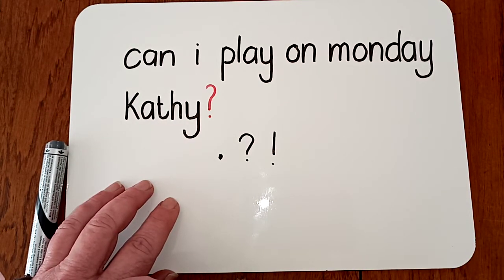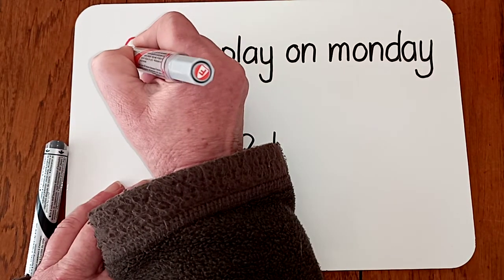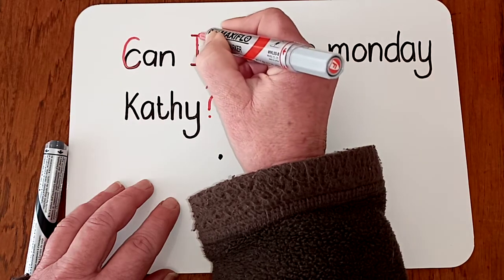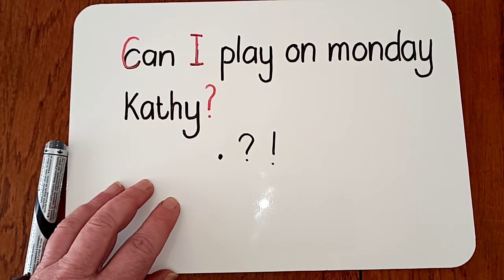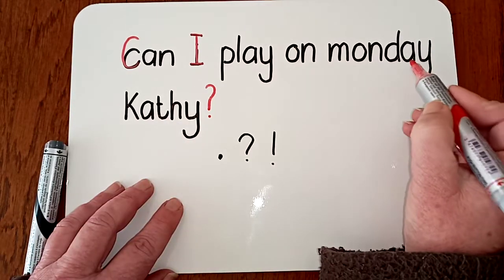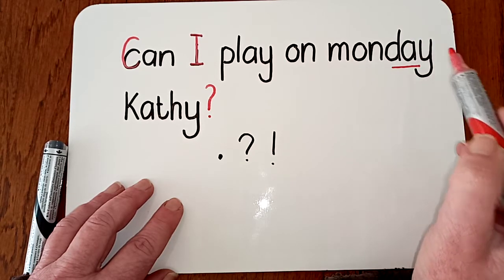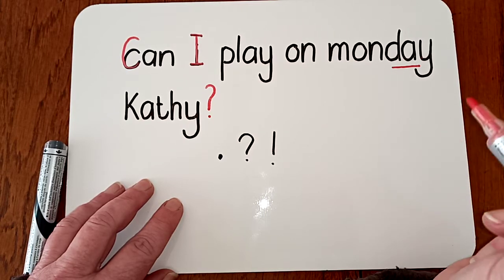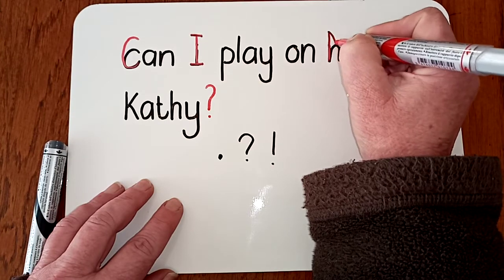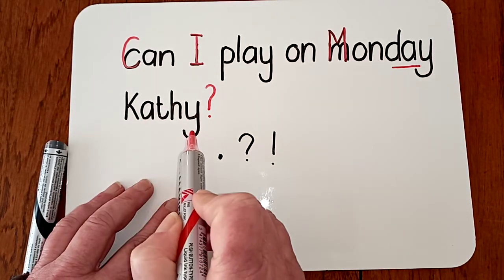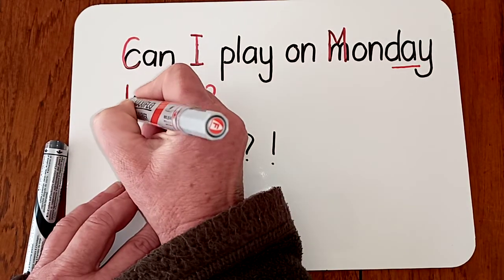And then let's look at the capital letters. Can needs to start with the capital. I, always written with a capital when it stands on its own. Can I play on Monday? What about Monday? All right, day is any old day of the week. Today, yesterday, but this day has a name, and the name of it is Monday. So because it has a special name, like your name, it needs a capital. And then Kathy is the name of a girl, and that also needs a capital.